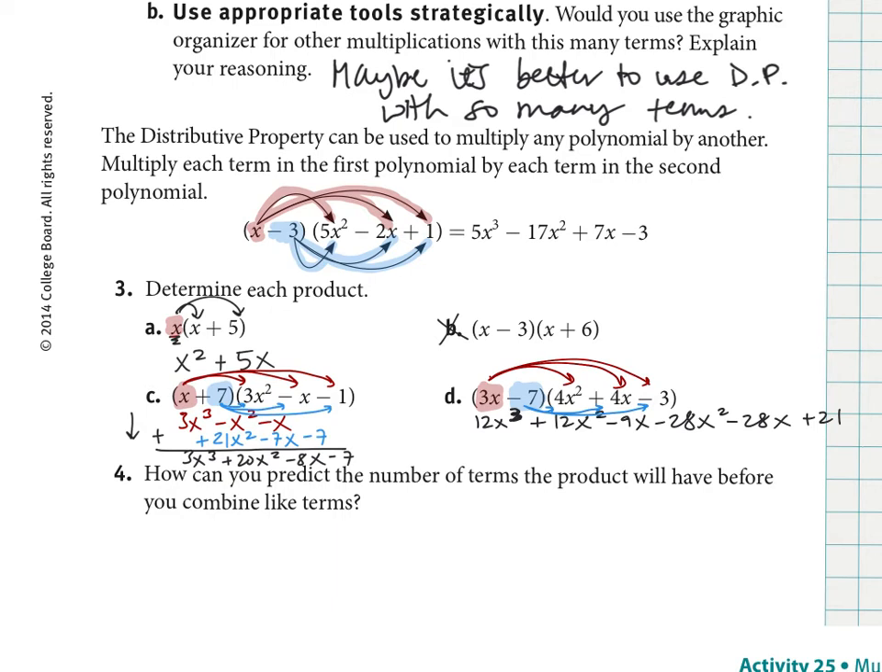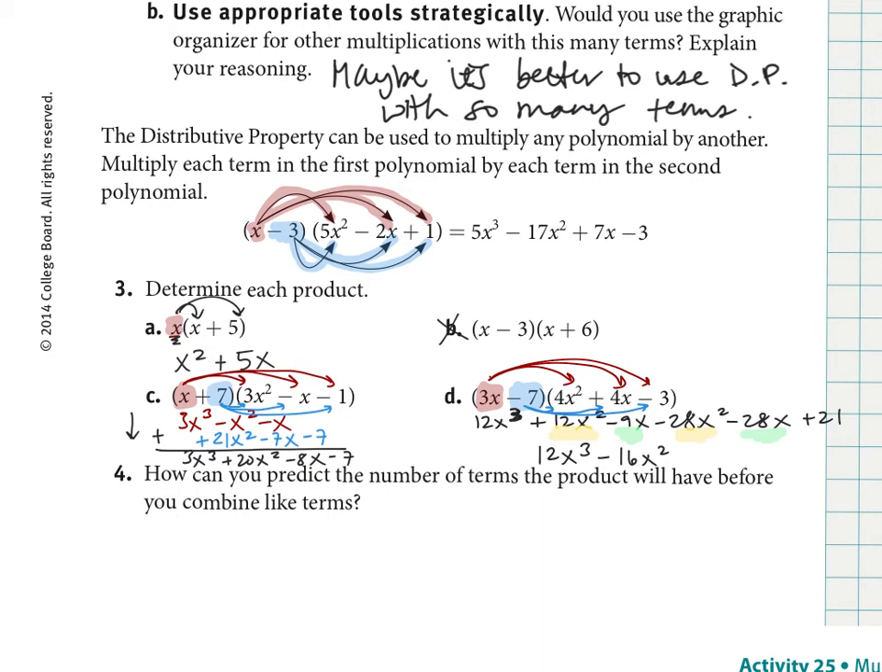And now I'm going to use a little bit of color to see if I can find or maybe group together any terms that are alike. So I have an x squared here and an x squared there. I also see that I have an x and an x there, so those are the terms I'm going to combine that are alike. So I'm going to start off with having 12x cubed. Then when I combine my x squareds, I should get -16x squared.